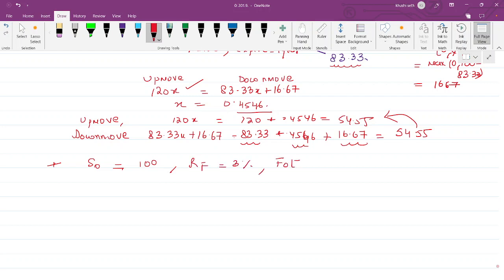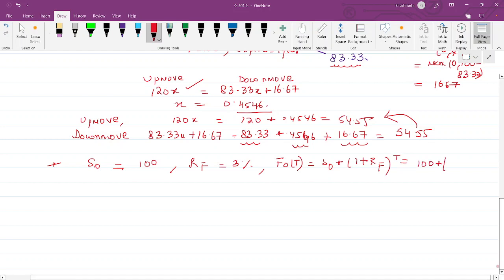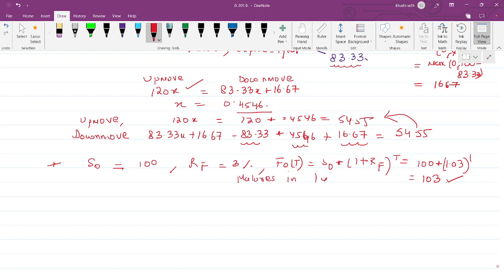Then the forward price of a forward contract that expires in 1 year is going to be, the no arbitrage forward price is going to be S0 into 1 plus RF to the power t, which is 100 into 1.03 to the power 1, that is $103, right? So this is going to be the no arbitrage forward price of a forward contract that matures in 1 year, right? So what we do is we create a hedged portfolio at time zero.